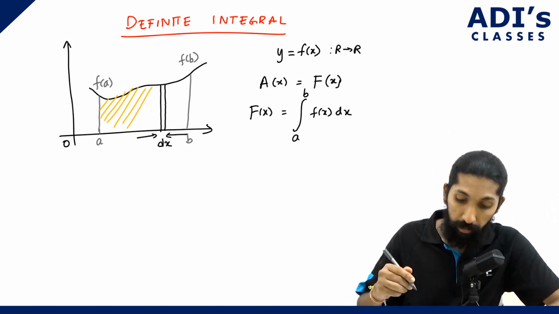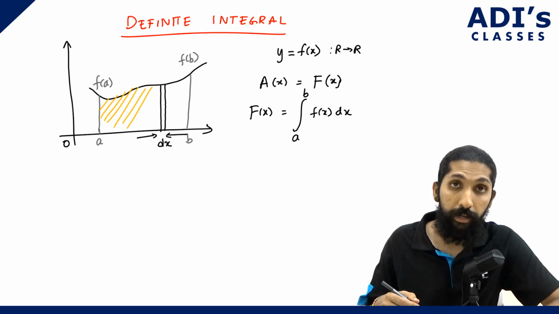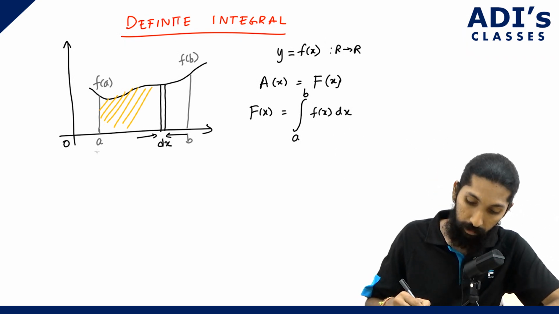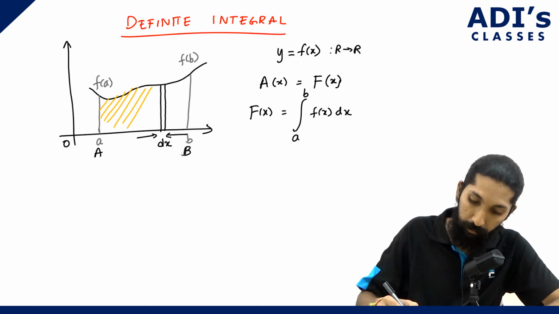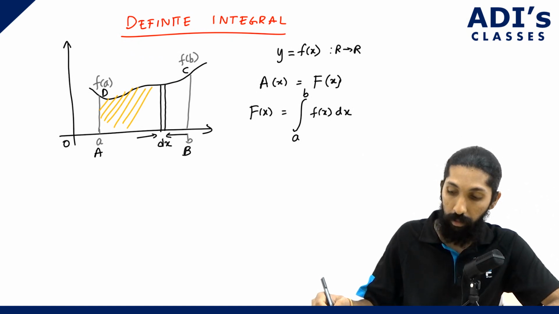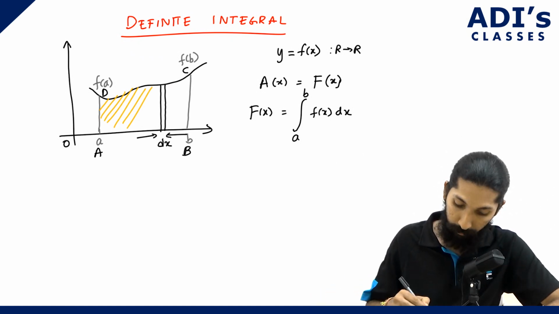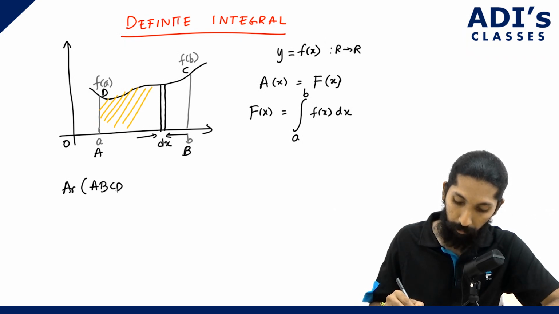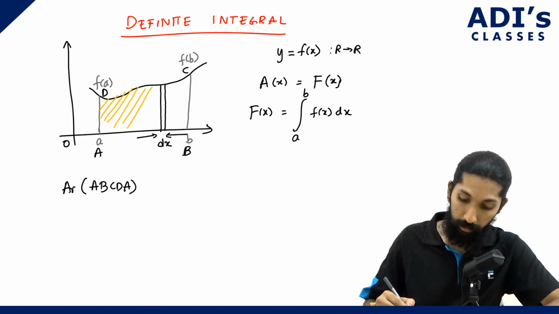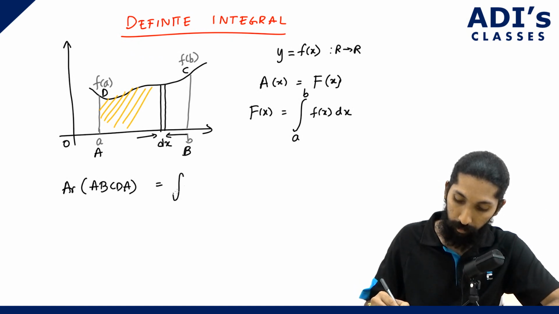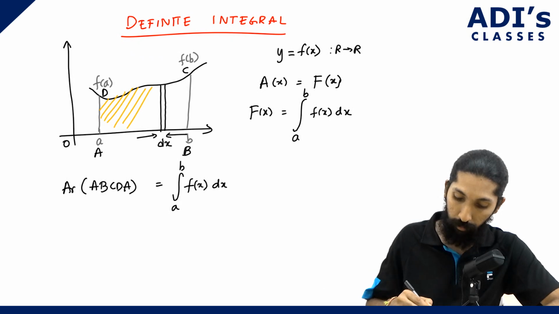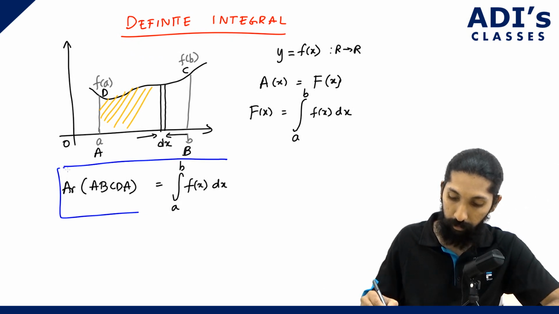Understood? So the meaning of this particular definite integral: say this point is A, this is B, C, and say this is D. Now here the area of A, B, C, D, A, that is nothing but the integral of f of x dx from a to b. Now this is what we call definite integral.